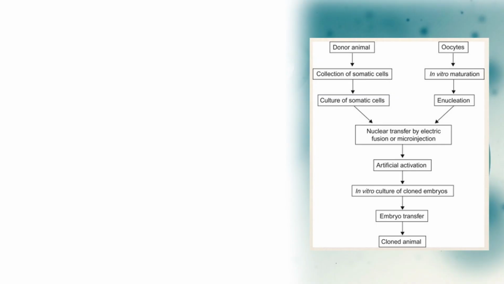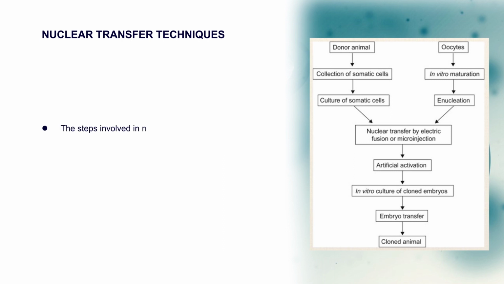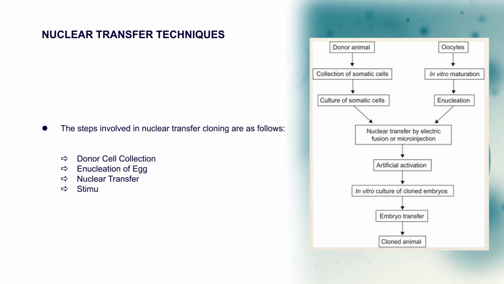Moving on to understand the steps involved in different cloning techniques. The steps involved in nuclear transfer cloning fall into several categories, starting with donor cell collection. Somatic cells are collected from the animal or organism to be cloned. These cells can be obtained from various tissues such as skin or muscle. The egg is typically obtained from a female animal. Next step, it is carefully and surgically enucleated to remove its nucleus.